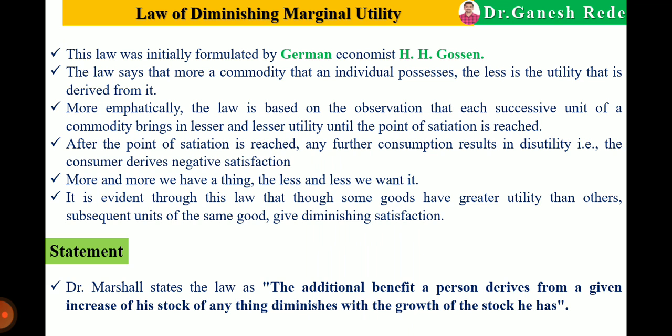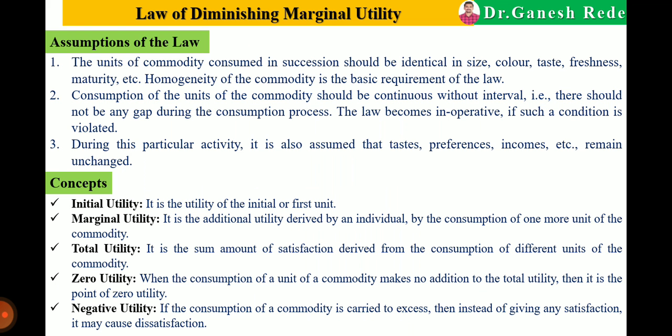Okay. Now we will explain this law with the help of an example. Before going to the example, we must know some assumptions and some concepts. Assumptions means we have to suppose something. As we know, in the laws of physics we assume something, and in the laws of algebra we assume something. So these are some assumptions.